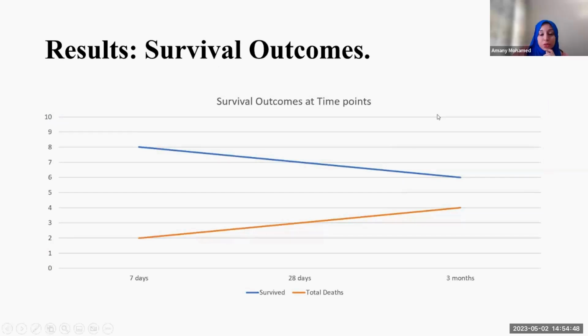I'm going to talk about survival outcomes. As Mevish previously mentioned, we assessed 3 time points, at 7 days, 28 days, and 3 months. Unfortunately, 2 patients passed away at less than 7 days. Additionally, 1 patient passed away at less than 28 days, and the 4th patient passed away at less than 3 months.